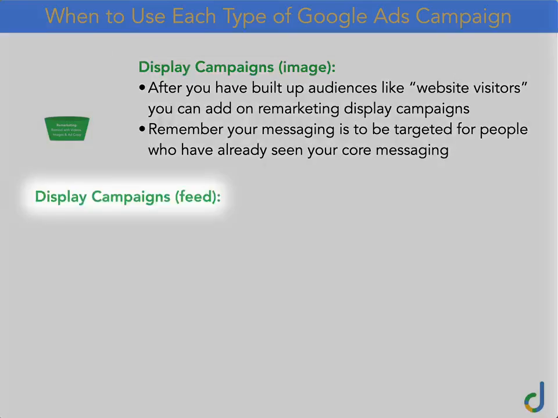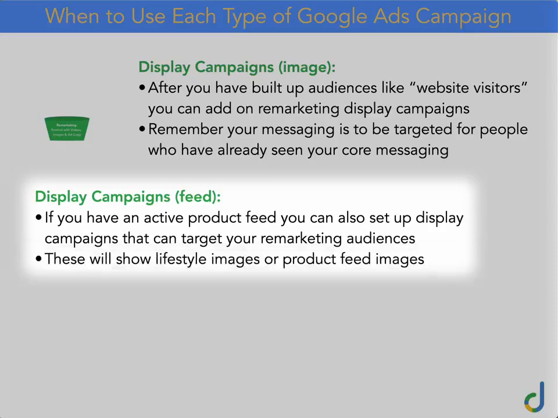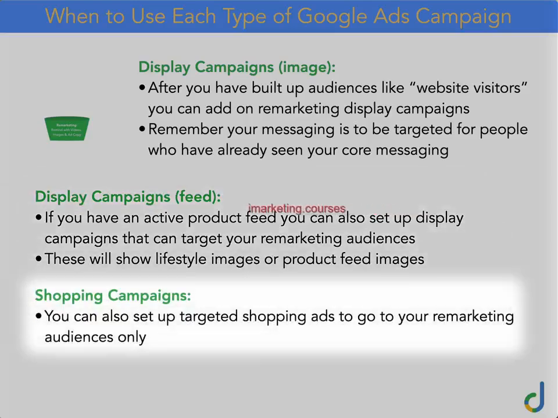Then there's also a display campaign, but with a feed. So if you have an active product feed, you can also set up a display campaign that can target your remarketing audiences. And what this will do is it will show two different types of images. You can add some lifestyle images, but it also grabs the direct product feed images that you've got in your product feed.